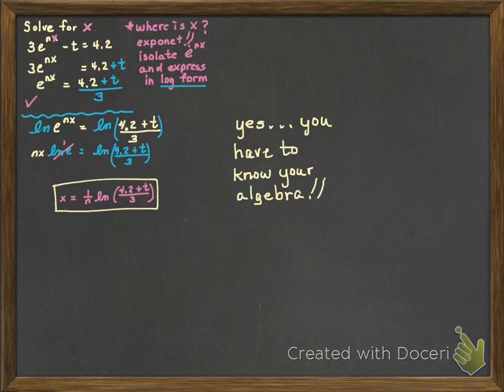I've isolated e to the nx. Now then, all you have to do is write natural log on both sides of the equation. That allows you to use your power property to bring the exponent down. And now I've just used my algebra to solve for x. And yeah, that's a lot of items there to move over, so algebra skills need to be top notch.